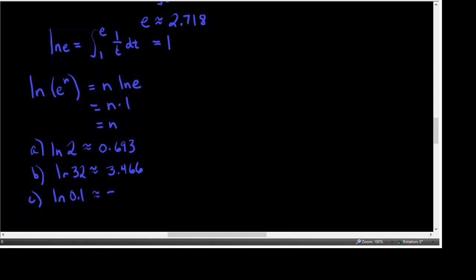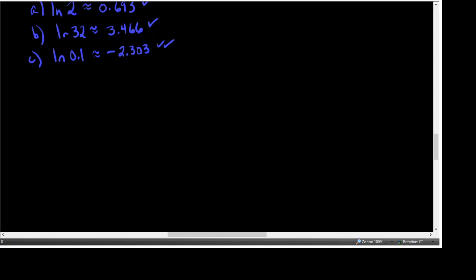is -2.303. Please remember that if the argument of the logarithm is bigger than 1, you expect positive answers. 2 and 32 are both bigger than 1, so we got positive answers. When you're taking the natural logarithm of a number between 0 and 1, like the third one, the answer should be negative. Okay? So that all should make sense. It's not self-contradictory, so that's good.